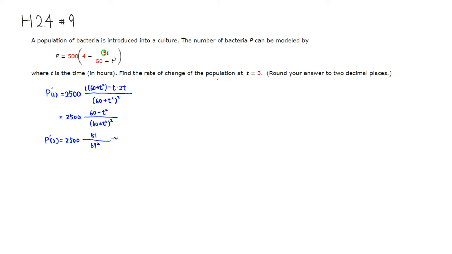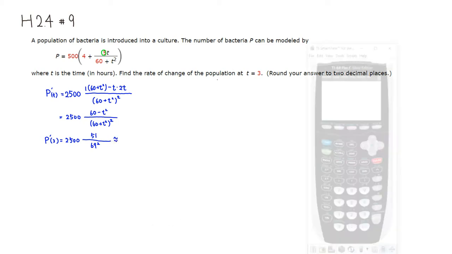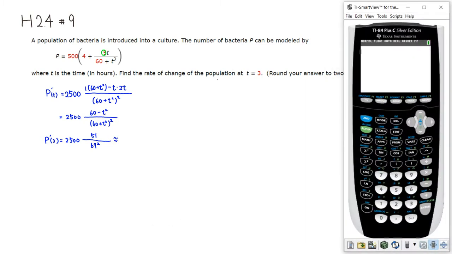So let's find this value. I'm going to pull out a calculator here, and I'm going to put in 2500 times 51 divided by 69 squared. Then hit enter. So it's about 26.78.